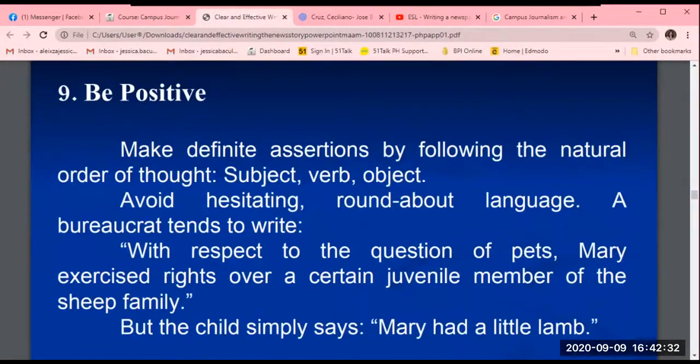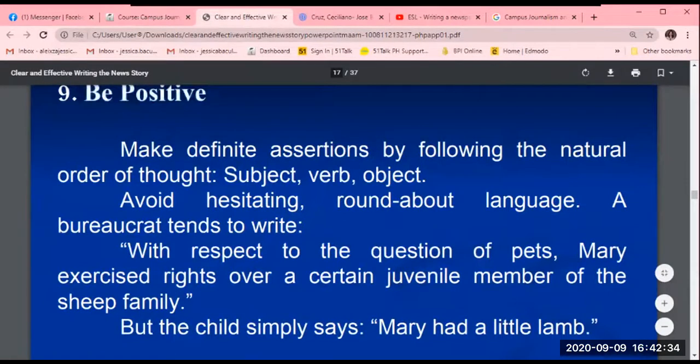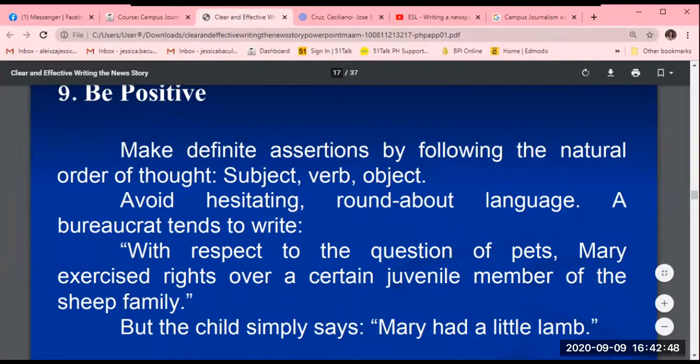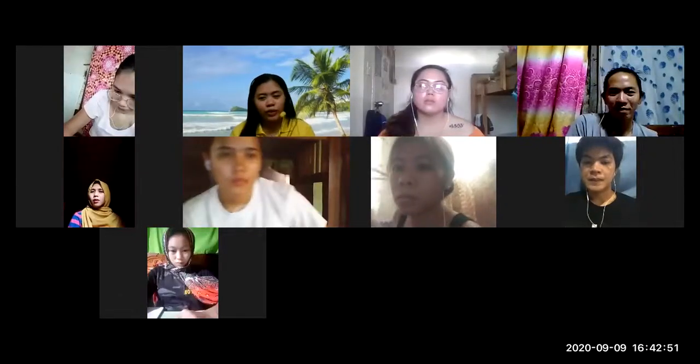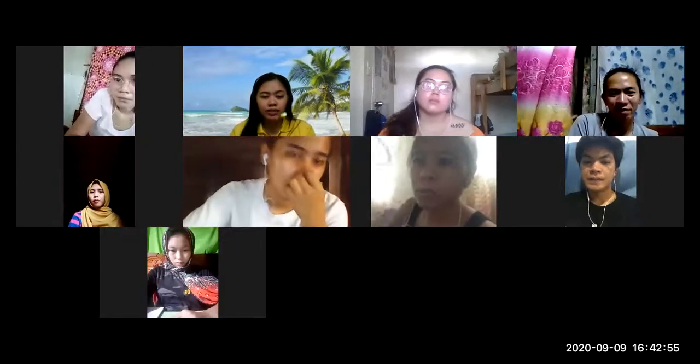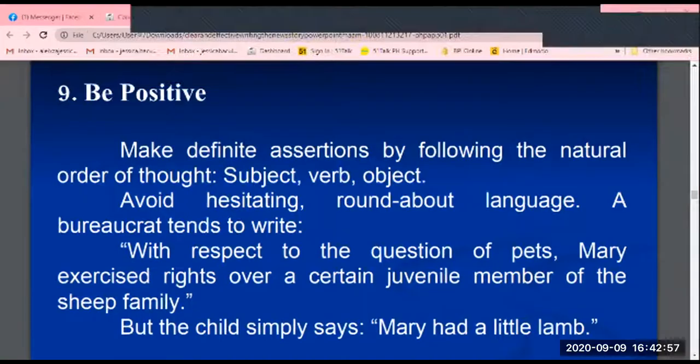Then be positive. Just be positive. Make definite assertions by following the natural order of thought: subject, verb, object. Do not complicate your sentences with VP, NP, AP phrases. We are not in linguistics. We are in writing news. It has to be factual, concise, and short.